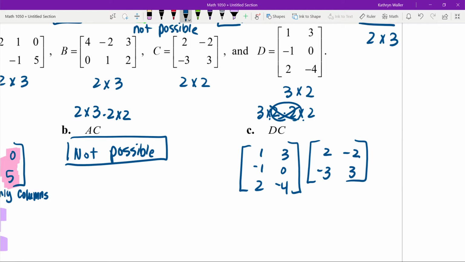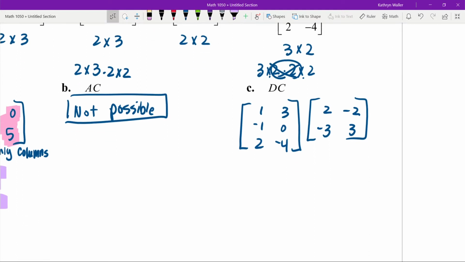Okay? Okay, now I like to get my answer set up. Okay, so I know my answer is going to look like this. 3 numbers down, 2 numbers across. It just helps me get organized. Okay? Okay, here we go.